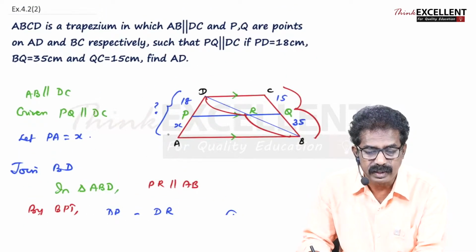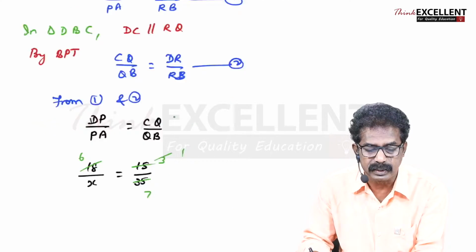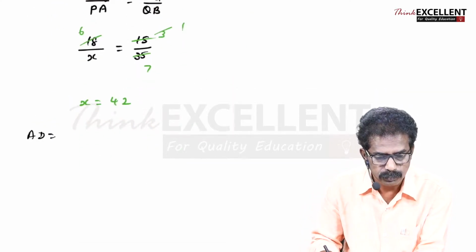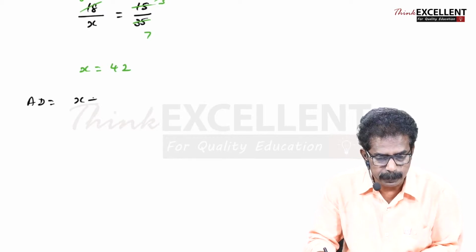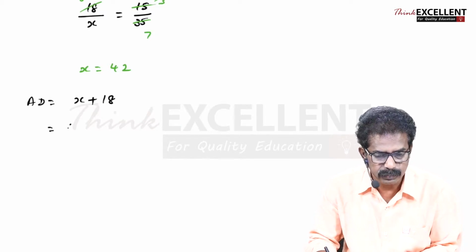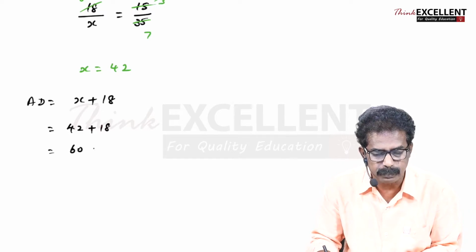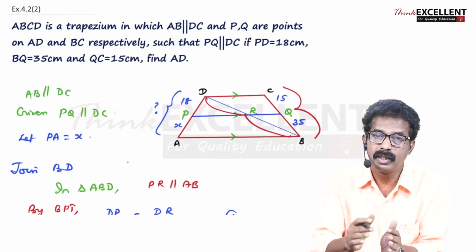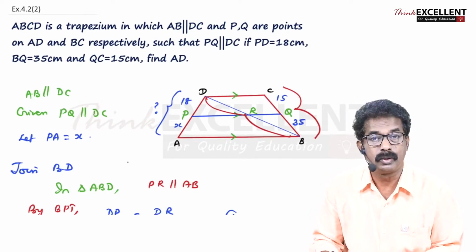They asked to find AD. AD is equal to X plus 18. X value is 42. 42 plus 18. So your answer is 60 centimeter. Okay. So the basic proportionality theorem we applied 2 times, right? You are getting the answer. Hope you understood this one.